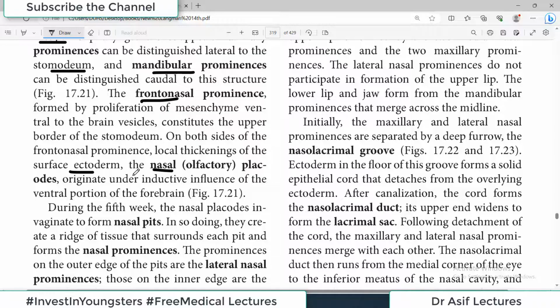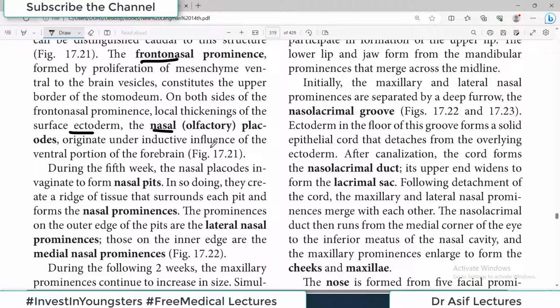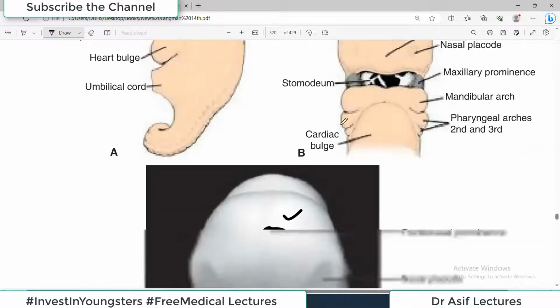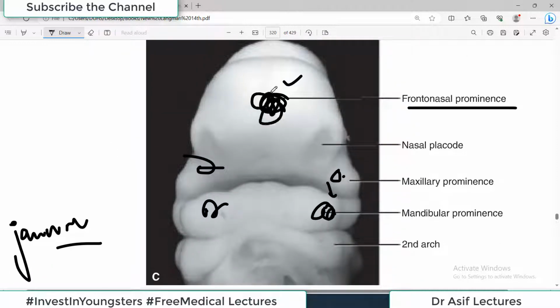Okay, right, on both sides of the frontonasal prominence there is local thickening of surface ectoderm which is called the nasal placode. It originates under the inductive influence of ventral portion of the forebrain. So you see the nasal placode here. So this is the frontonasal prominence.